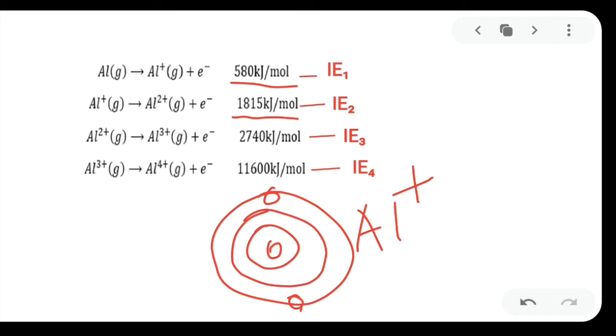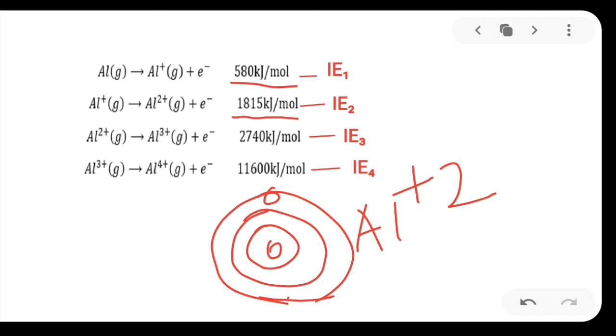1815. So now I have already removed the second electron. Now my Al+ ion becomes Al+2. Again the size reduces more. As the size reduces more, why does the size reduce more? Because the effective nuclear charge अभी बढ़ गया.